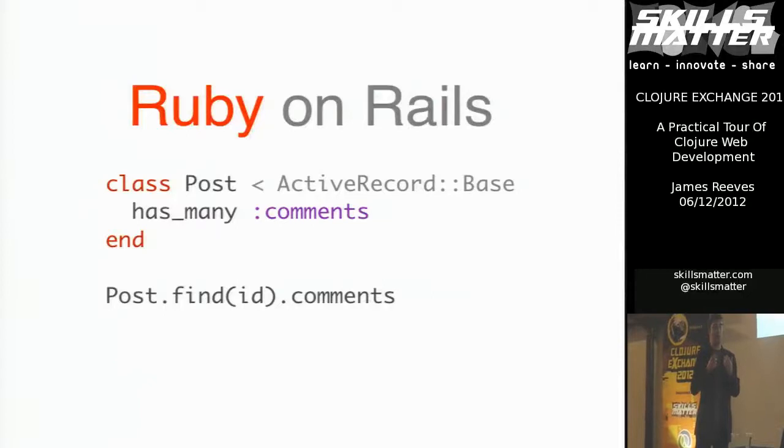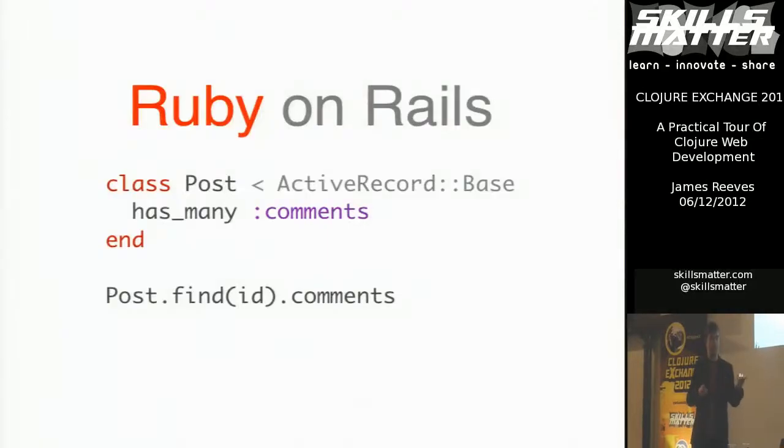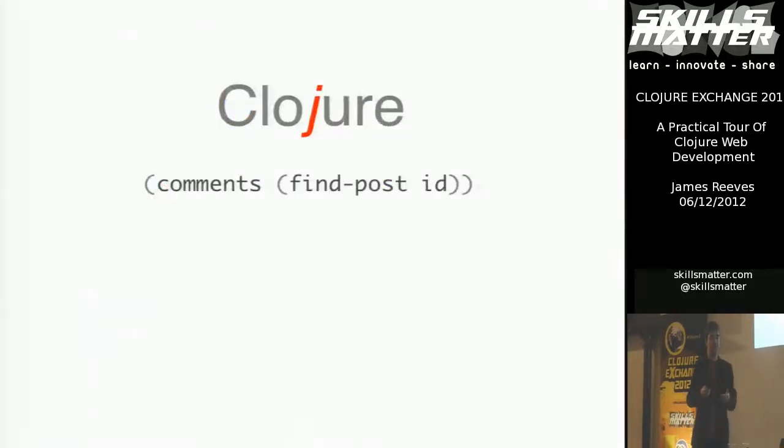And when starting to design an application in Clojure, let's use this as a basis. So rather than starting from scratch, let's look at how we'd design something similar in Clojure and see if that makes sense for the language. So this is the equivalent code. In here, we have post find ID comments. Here, we have it backwards because we're using prefix notation. But we have a function here, find post by ID, and then a function comments, which finds the comments for that particular post. So, okay, well, fair enough. We've got two functions instead of objects.